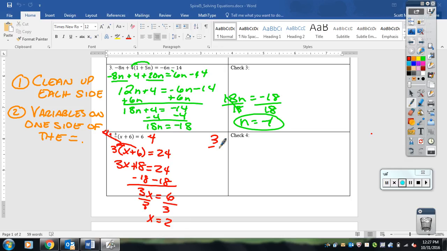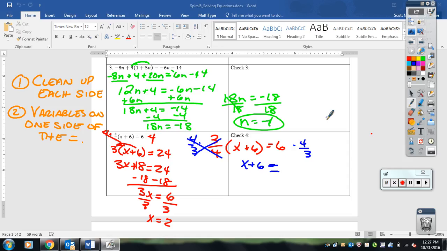If you had decided to multiply by the reciprocal, x plus 6 equals 6, and you multiply by the reciprocal right off the bat, times 4 over 3, times 4 over 3, then it totally cancels, you just have x plus 6.